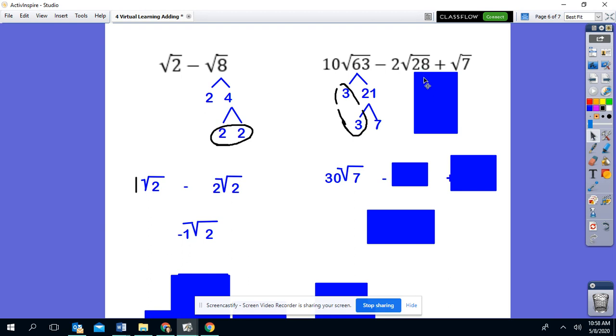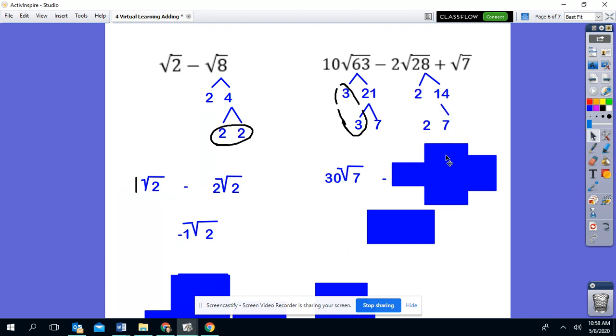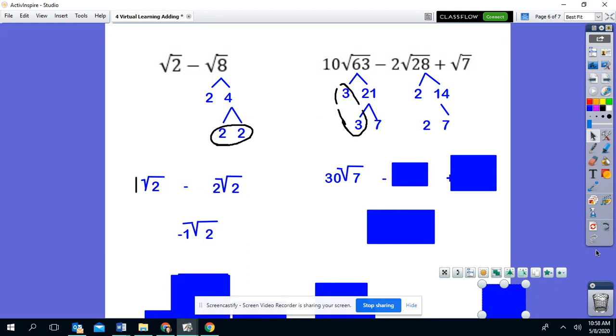We want to break down 28. Well, 28 breaks down to 2 and 14. And 14 breaks down into 2 and 7. I lost my little line right there. So 2 and 7. Okay, and then we look for our pairs. So I have a pair of 2's. So this pair of 2's gets circled.